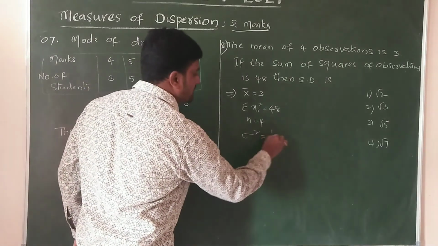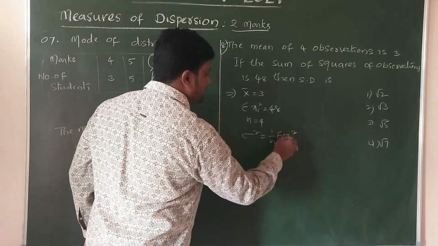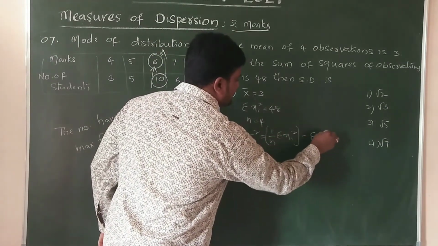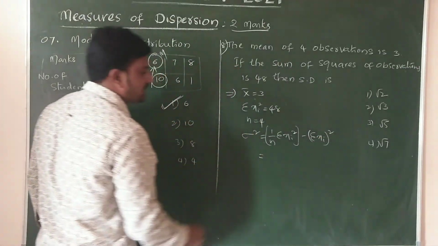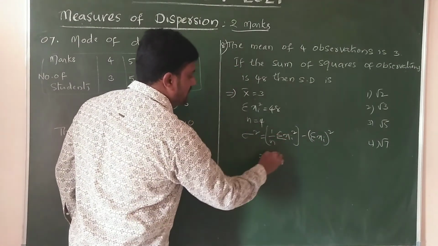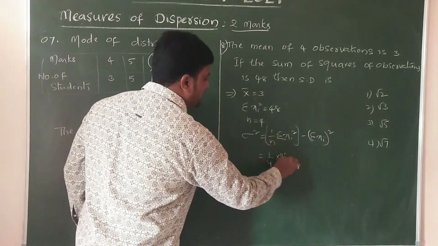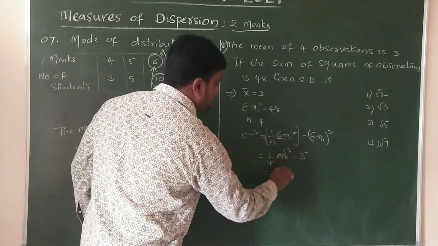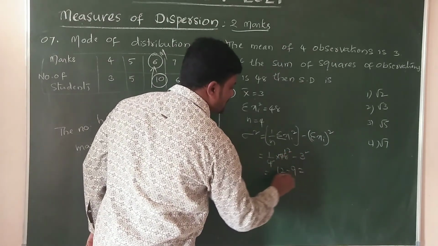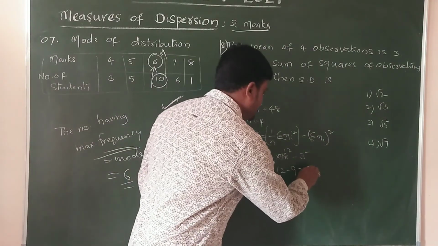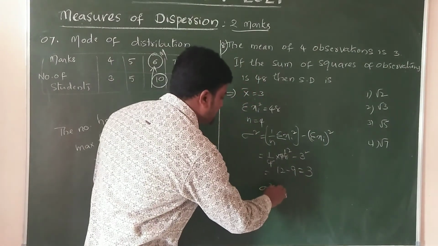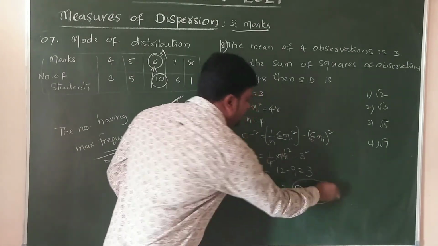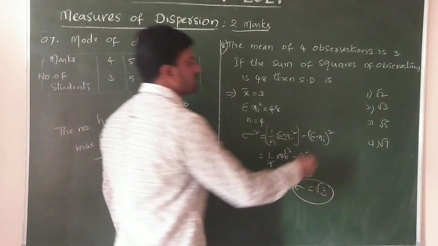Sigma square equals 1 by n summation xi square, okay, minus (summation xi by n) whole square, yes or no? Then 1 by n means 1 by 4 into 48 minus 3 square. Okay, it is 12. 12 minus 9 is 3. Then sigma square equals 3, then sigma equals root 3. Okay, our standard deviation is root 3.